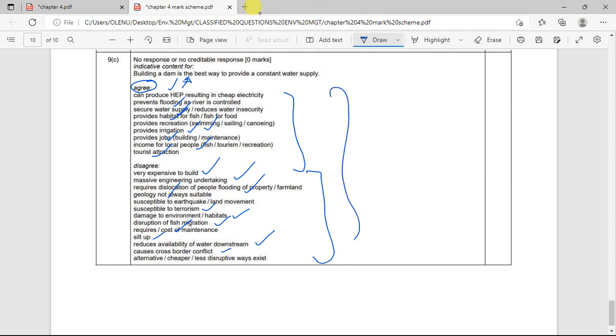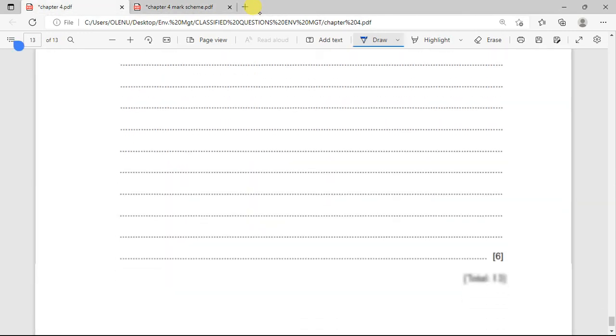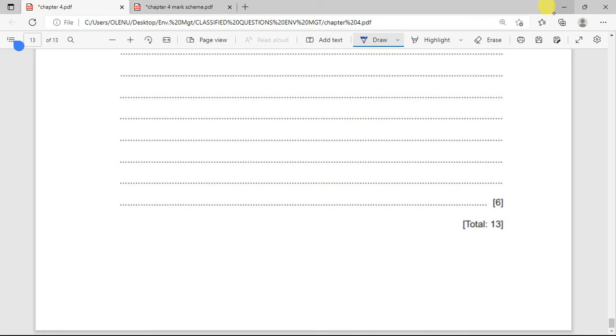So if you're able to structure your answer, anytime you're given this type of question, you should look at it from two different perspectives, when you agree and when you disagree. You have a constructive argument about it, and to buttress your own point, then you get your full 6 marks.